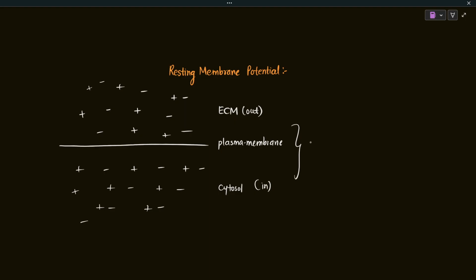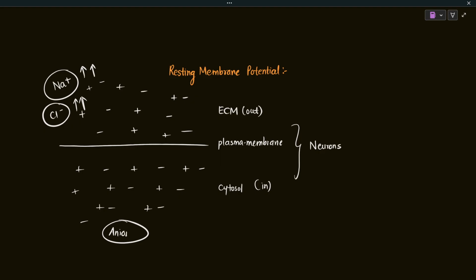But when this cell is a neuronal cell, so let's assume that this is a neuron, the distribution of ions, the cations and anions, is unequal. We have already discussed in previous classes that sodium ions will be higher on the extracellular side, as well as chloride ions, while the cytosolic side will have anions as well as potassium ions. So there is an unequal distribution of those ions, which gives an overall negative charge to the cytosolic side of the membrane in neurons, while it gives a positive charge to the extracellular side of the membrane.